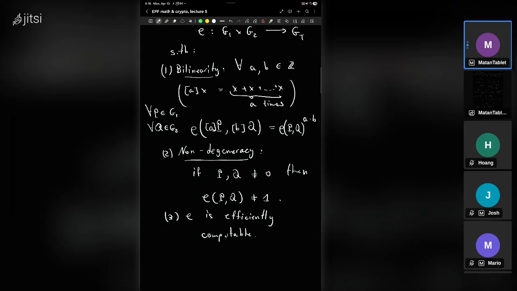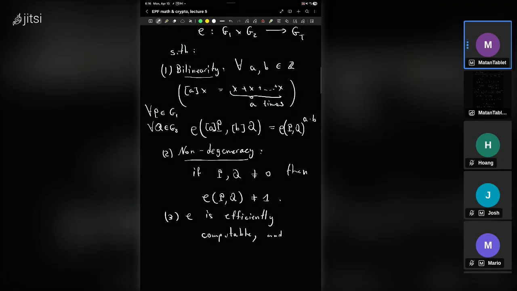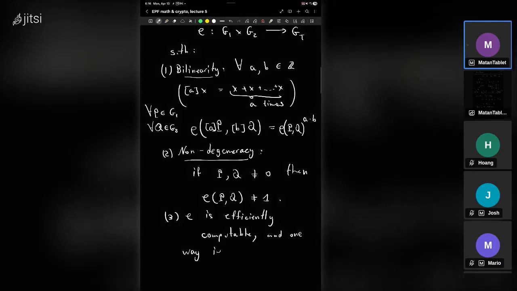we want e to be efficiently computable and one way, i.e., from e(P,Q), hard to recover P and Q.